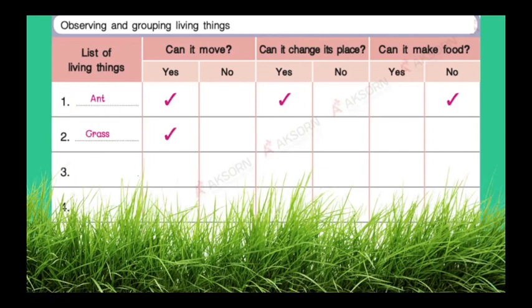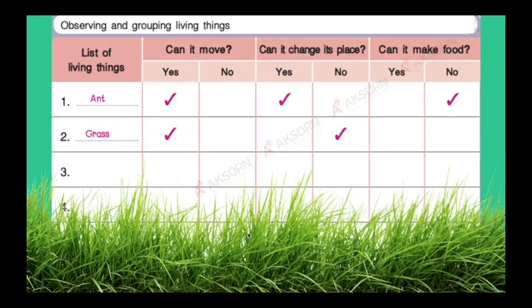So next one. Can grass change its place? What do you think? Can grass stand up and move to the shadow to chill a little bit? Is it possible or not? Can it change place by itself or not? For sure, it is not, right? No, it cannot.